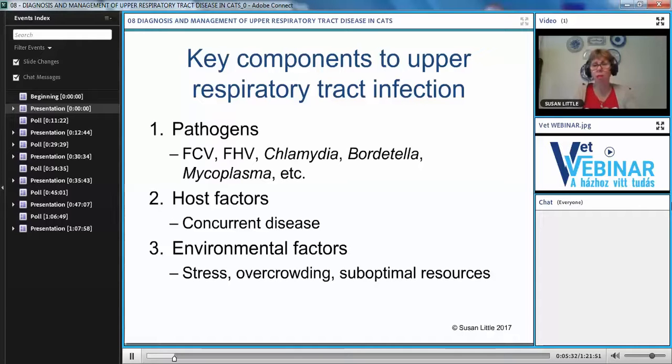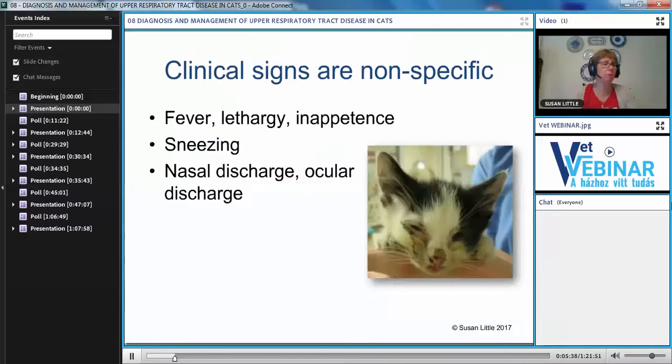And we're going to spend most of our time tonight more concentrated on the pathogens themselves and the diagnostics and the treatment for these pathogens. So as we think about these different pathogens, I want to remind you that the clinical signs are quite non-specific for upper respiratory tract disease.